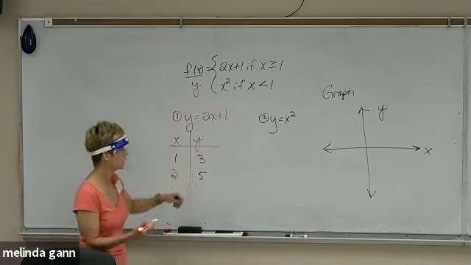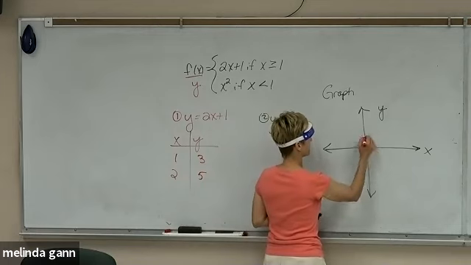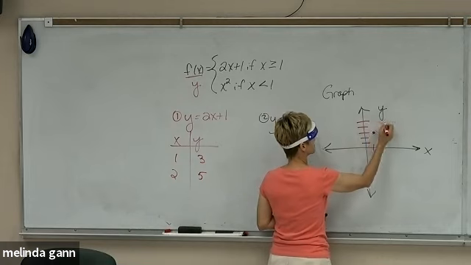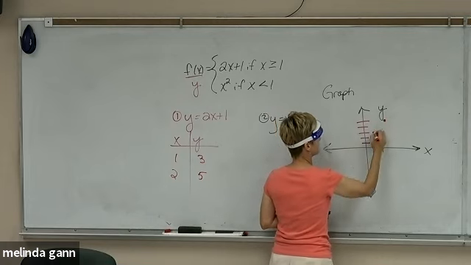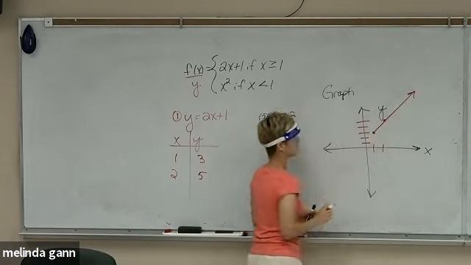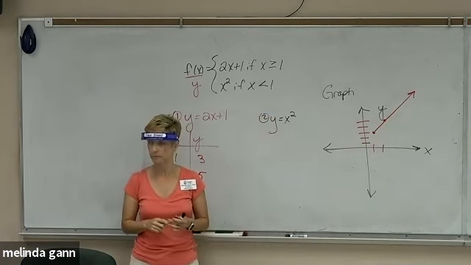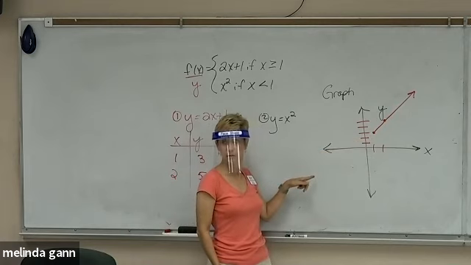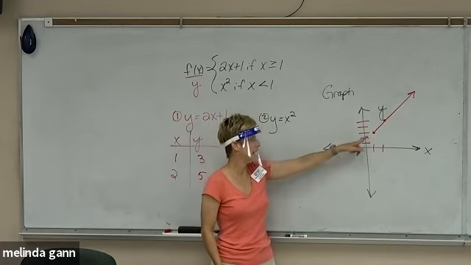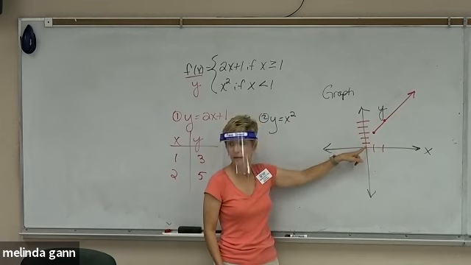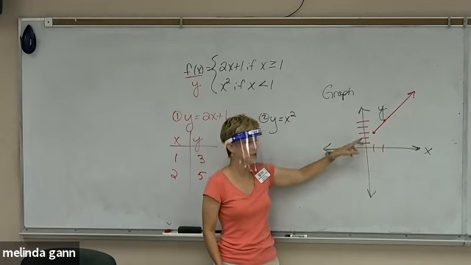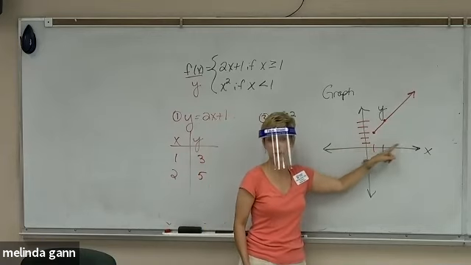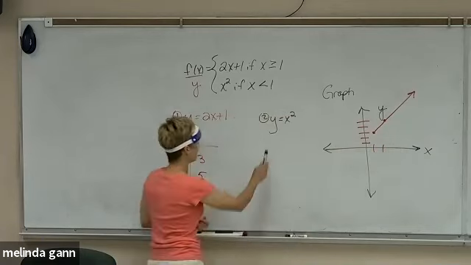So I've got the point 1, 3. Then I've got the point 2, 5. Now, does everybody understand why I didn't go to the left? Because you told me I couldn't plug in 0, right? So I only get the part of the line when x is 1 or bigger. Is everybody with me? Now, let's go graph this piece.